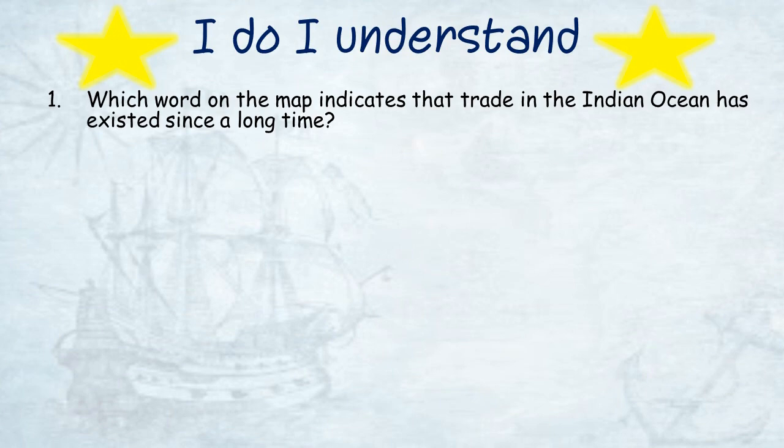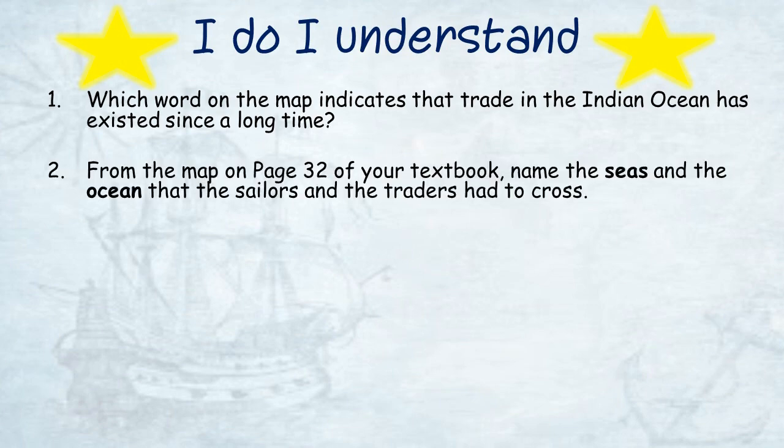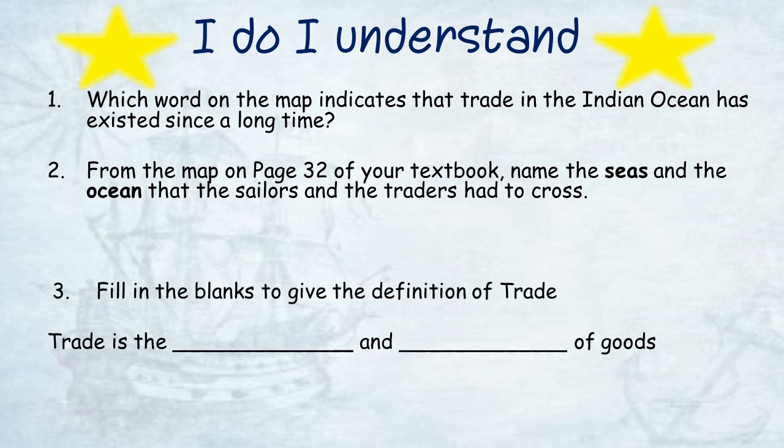Let's carry out an activity. Which word on the map indicates that trade in the Indian Ocean has existed since a long time? From the map, on page 32 of your textbook, name the seas and the ocean that the sailors and the traders had to cross. Fill in the blanks to give the definition of trade. What is a trade route?